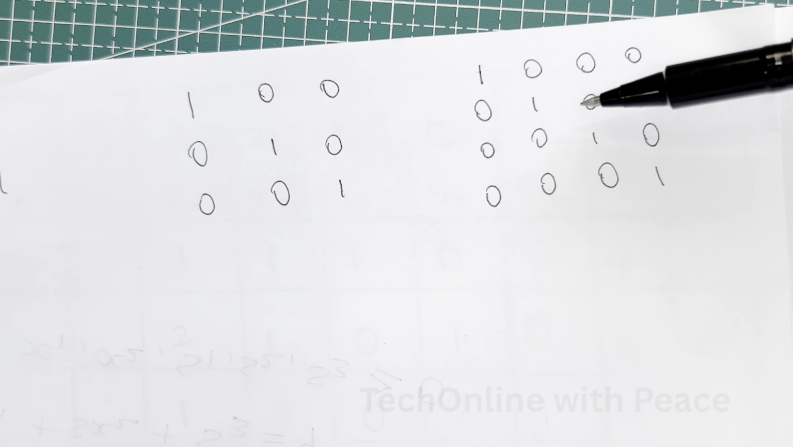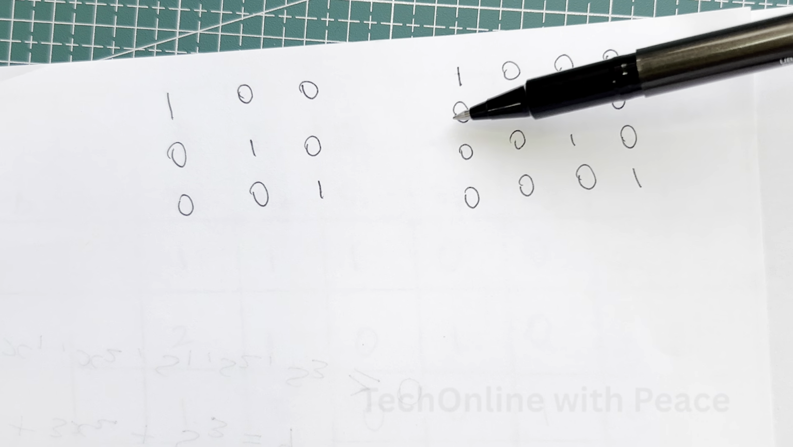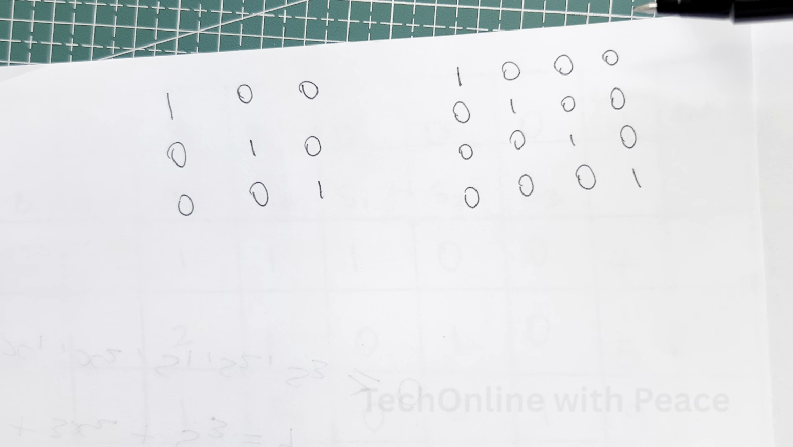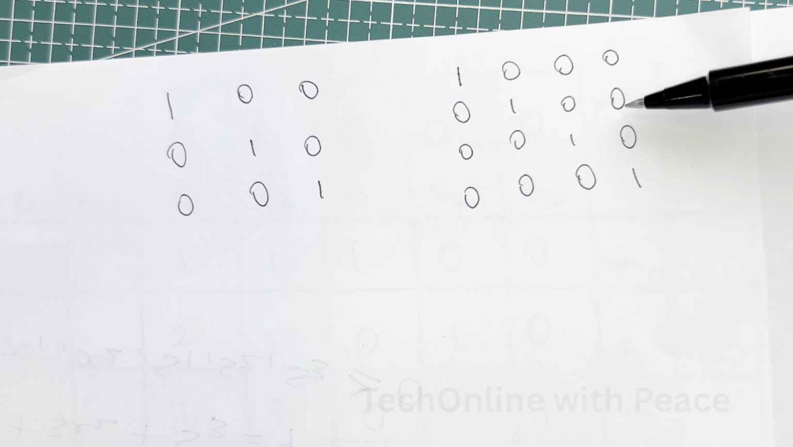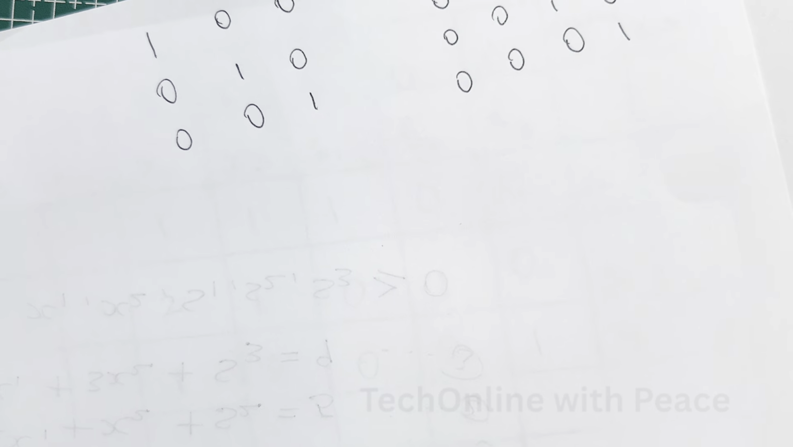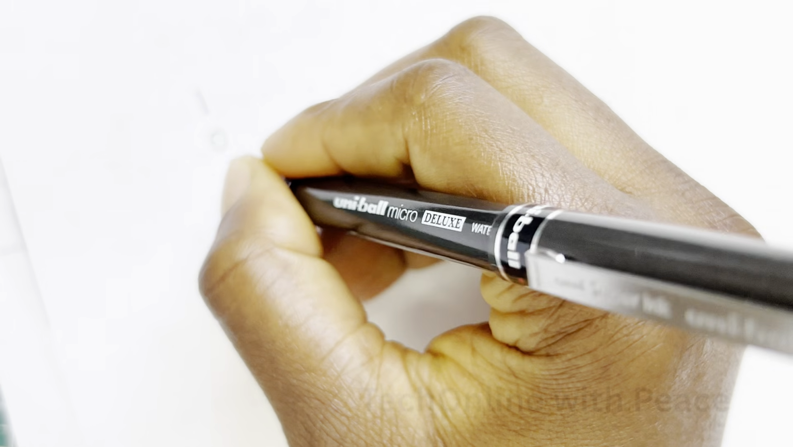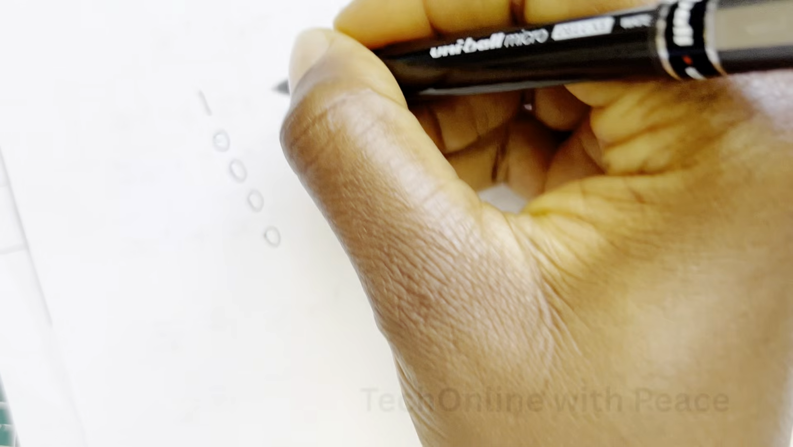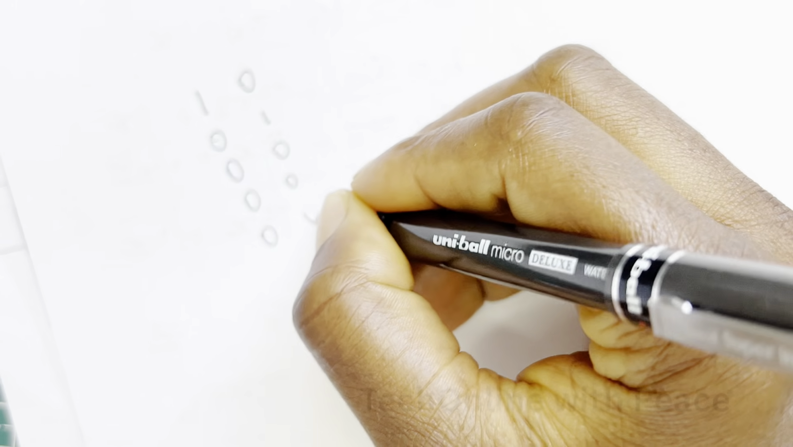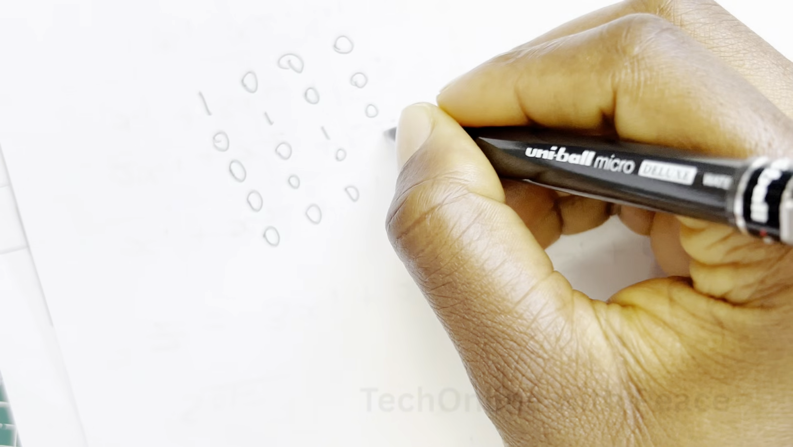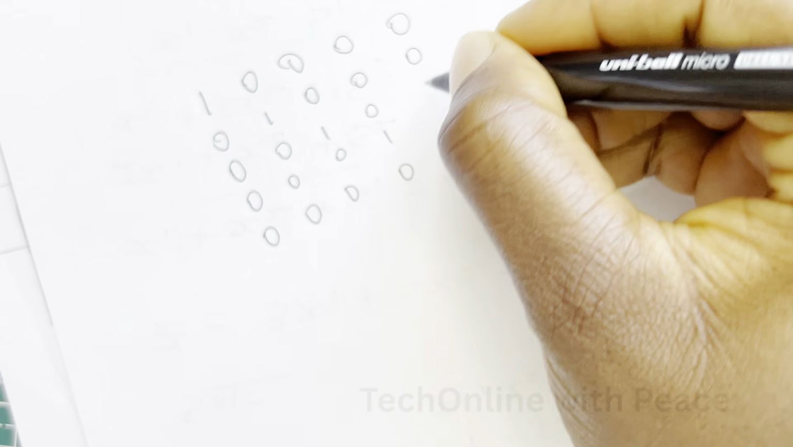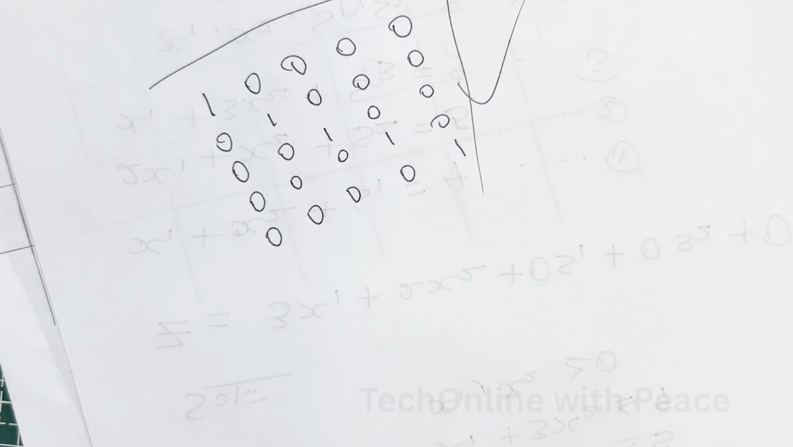Identity matrix with 4 rows and 4 columns: 1, 0, 0, 0, 0, 1, 0, 0, 0, 0, 1, 0, 0, 0, 0, 1. If you want to go ahead to find the one with 5 columns and 5 rows, we have ones along the diagonal and zeros everywhere else. So this forms your identity matrix. It could be 2 columns and 2 rows, 3 columns and 3 rows, 4 columns and 4 rows.